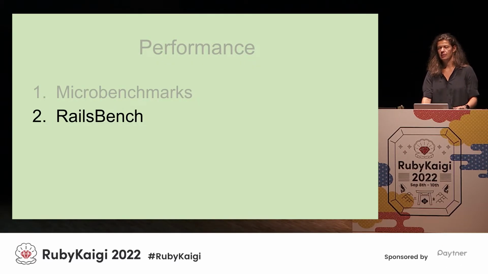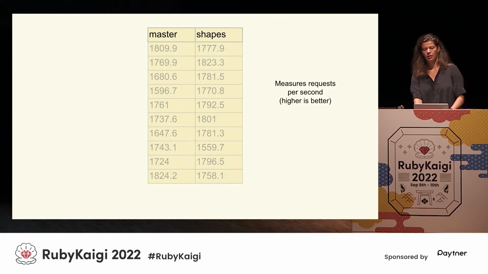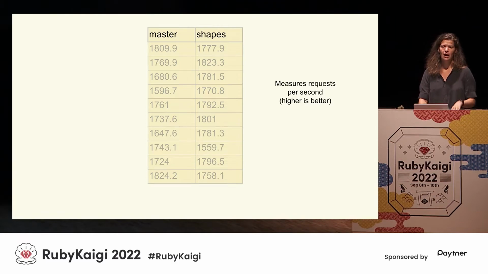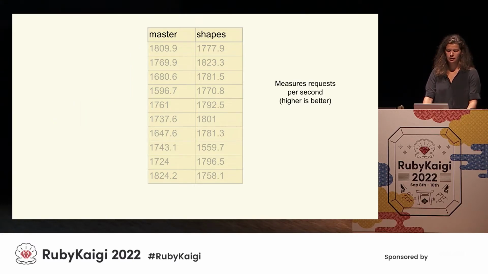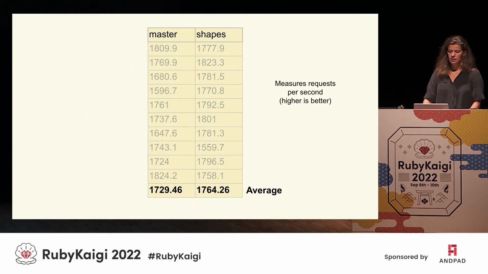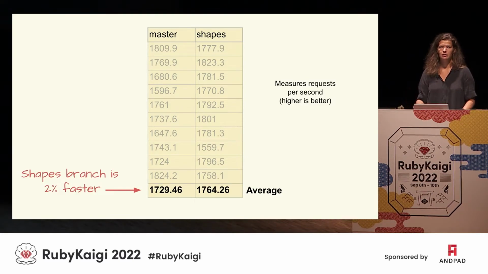The next performance benchmark I wanted to highlight was Rails Bench. These numbers are all in requests per second, so higher numbers are better. It means we can do more requests per second. And I measured over 10 runs and took the average. And you can see these are the averages. Shapes is actually, the Shapes branch here is about 2% faster on Rails Bench over 10 runs.